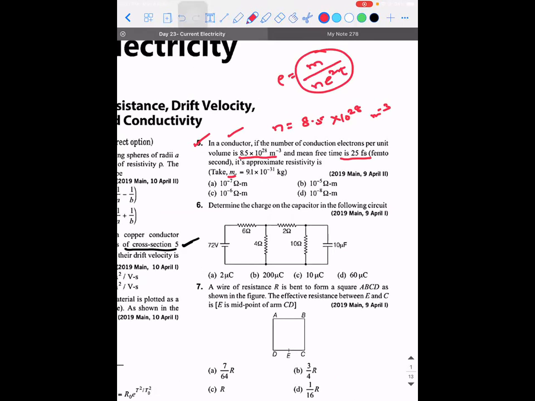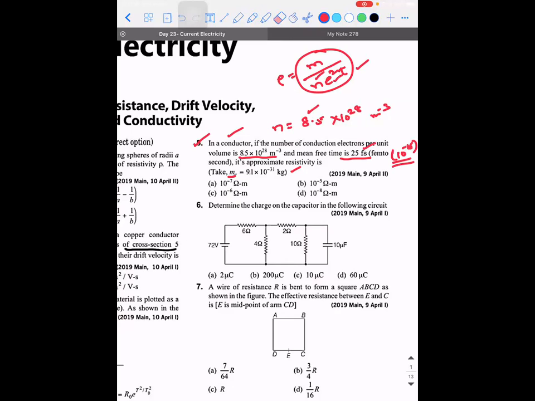Can you do it yourselves? Mass is given, n is given, e is known, 1.6 into 10 power minus 19. Tau is given as 25 femtoseconds. Femto is 10 power minus 15. This is known. Okay, if you substitute it, you're going to get the answer.